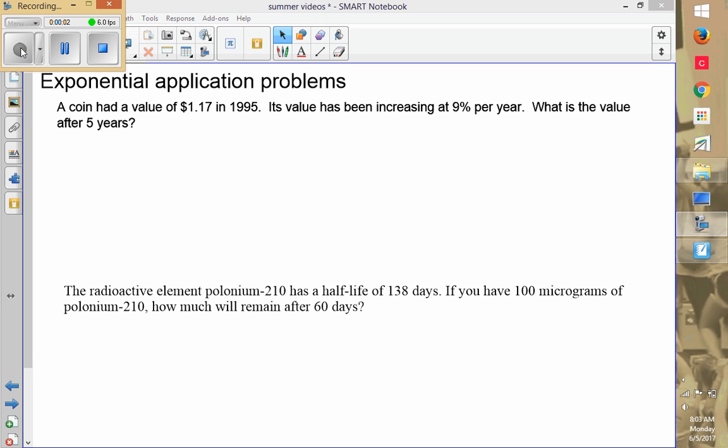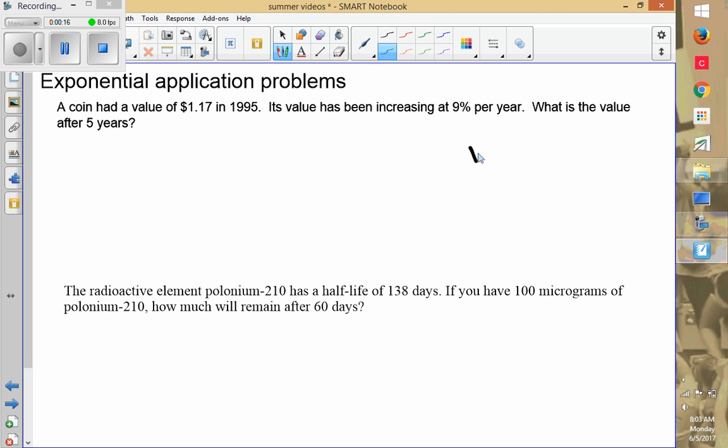We are going to talk about application problems that are dealt with exponential equations. And if you recall, the general form for an exponential equation is y equals km to the x. There's 4 variables. Let's talk about what each of them mean.